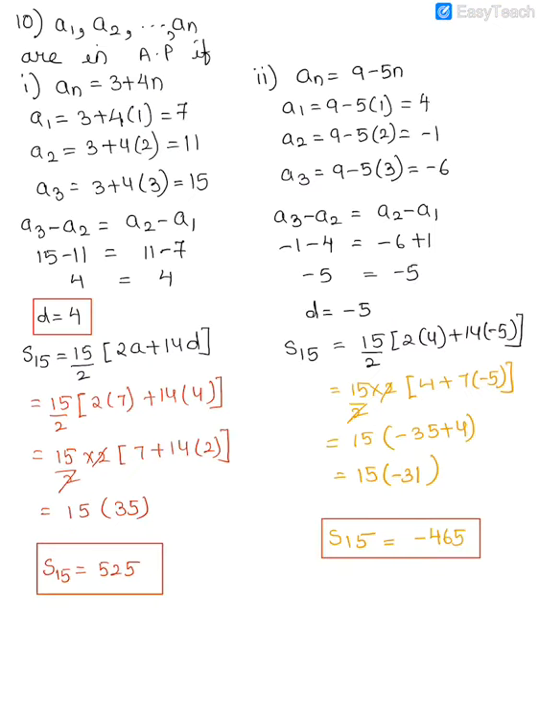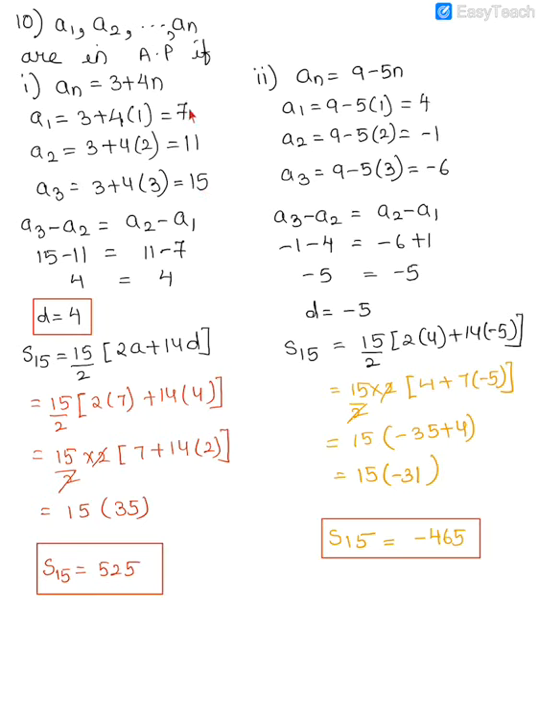The 10th one, this is given to you in an AP in the 10th question. Then an, this is a generalized form. You are asked S15 in every case. 2 cases are given, so what will we do? First we find A1, which is 7, then put 2 in place of n, which gives 11, then put 3 in place of n, which gives 15.